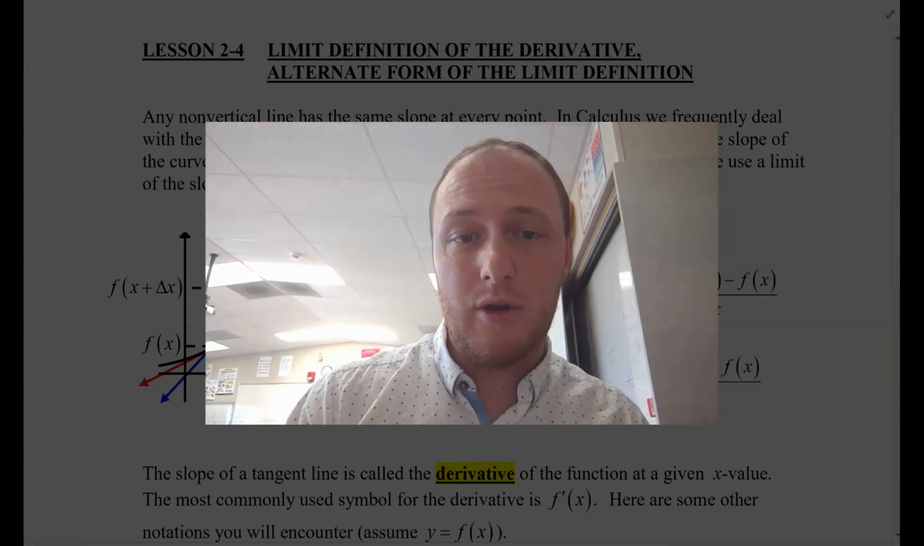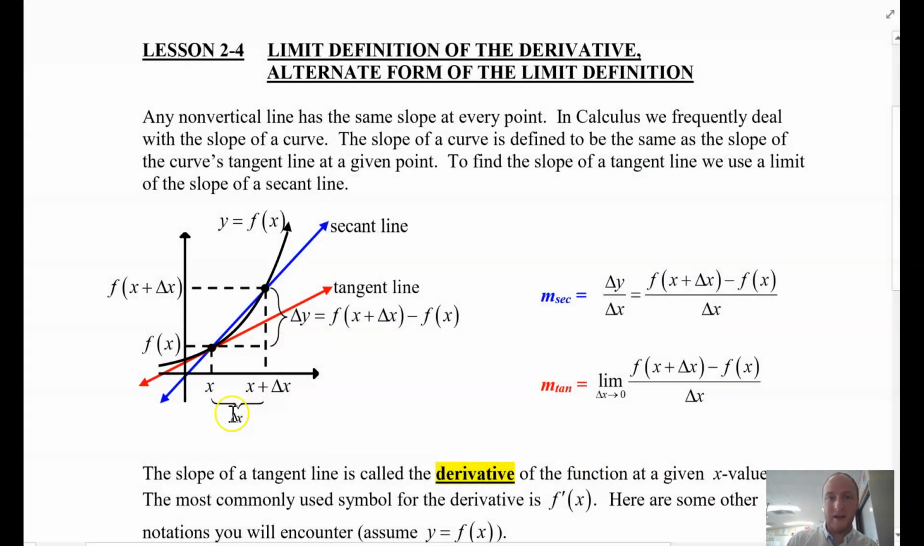Okay, so with that, we're going to jump right in, and we'll just start off here reading the text. It says, any non-vertical line has the same slope at every single point. In calculus, we frequently deal with the slope of the curve. The slope of a curve is defined to be the same as the slope of the curve's tangent line at any given point. So to find the slope of a tangent line, we use a limit of the slope of a secant line.